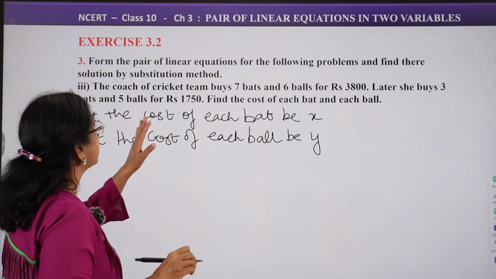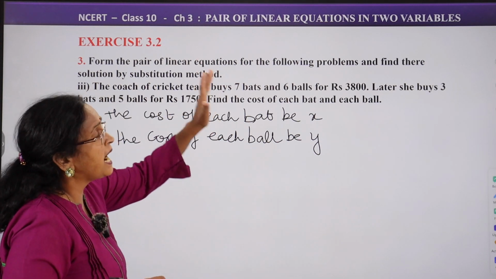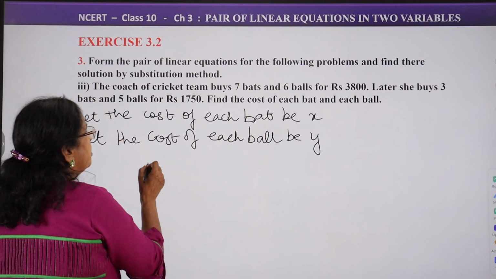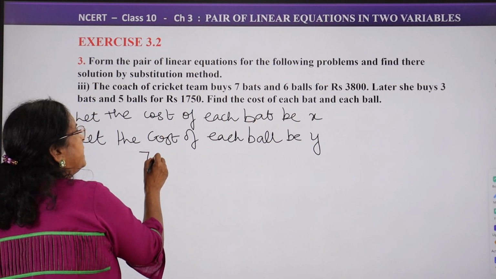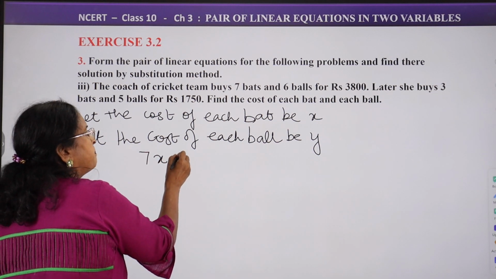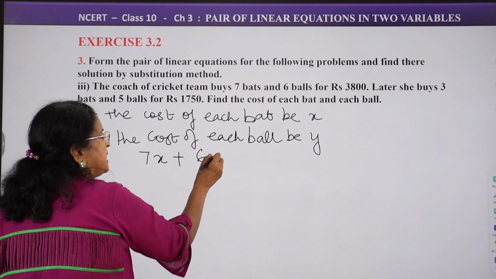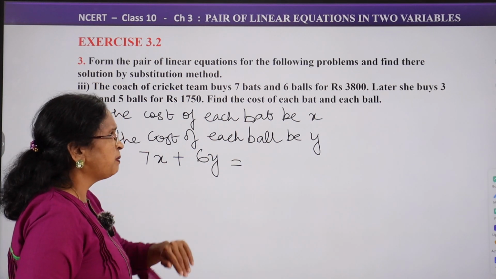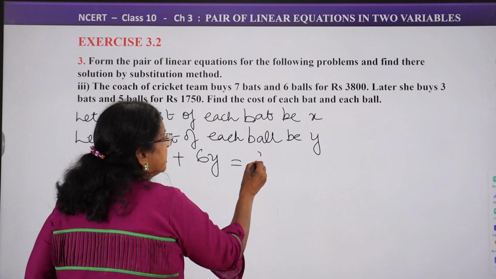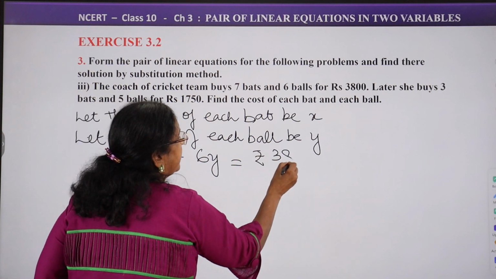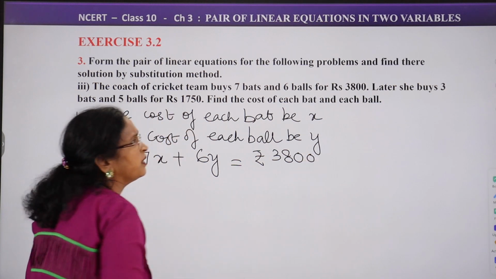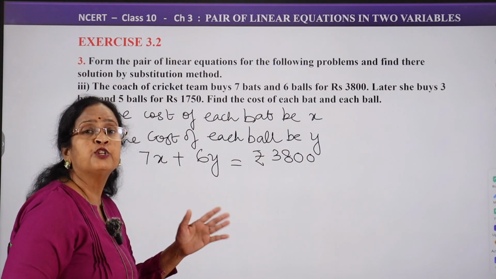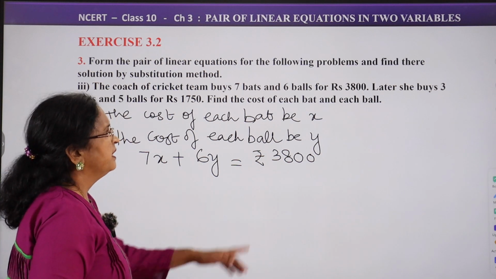Now, the statement says 7 bats and 6 balls. And means plus. So the first statement will be 7x plus 6y is how much? 7 bats and 6 balls, rupees 3800. First statement over.